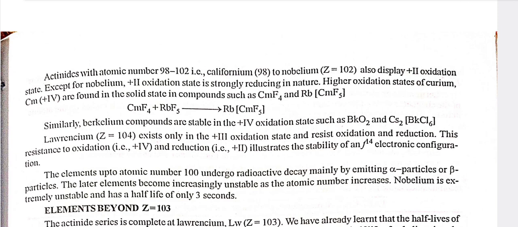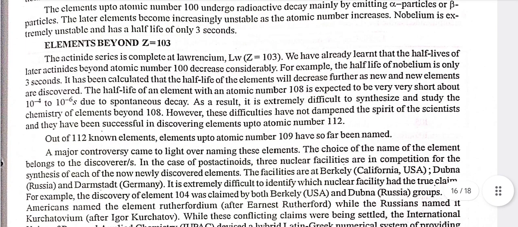Actinides with atomic number 98 to 102, that is californium through nobelium, also display the positive 2 oxidation state. Except for nobelium, the positive 2 oxidation state is strongly reducing in nature. However, the positive 2 oxidation state of curium is found in the solid state in compounds. Elements beyond Z equal to 103. The actinide series is complete at Lr.